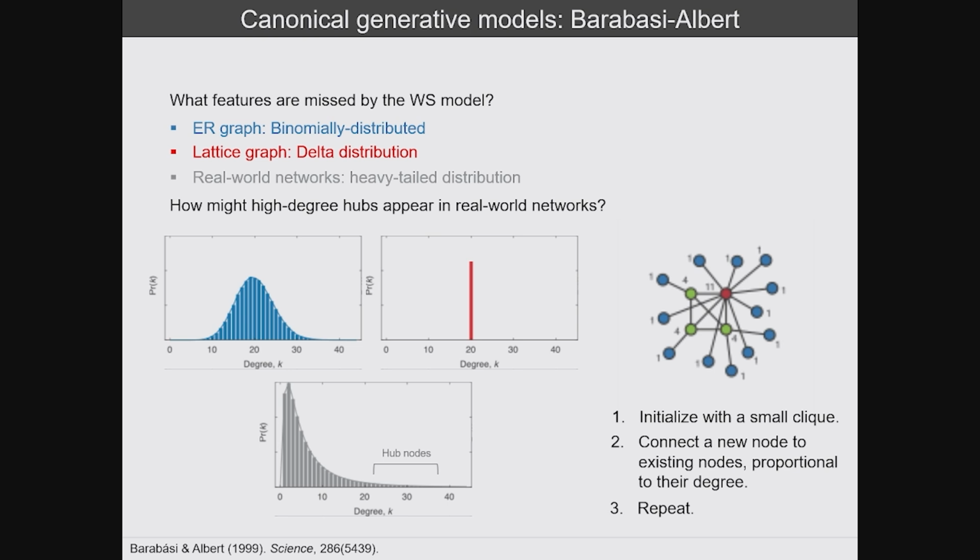Giving rise to a network with heterogeneous degree distribution and in presence of hubs, in this case, one highly connected node. But if you were to continue this process indefinitely or until a certain number of nodes are added, it gives rise to heavy-tailed degree distributions, networks that have hubs. So that's kind of nice.